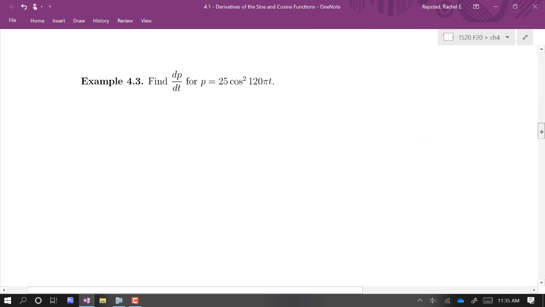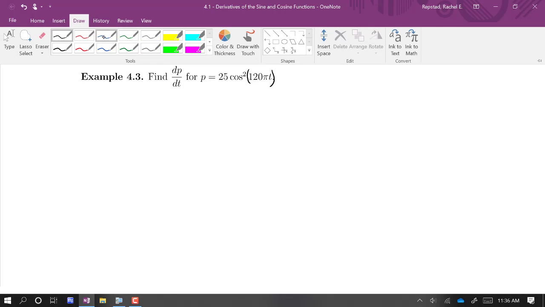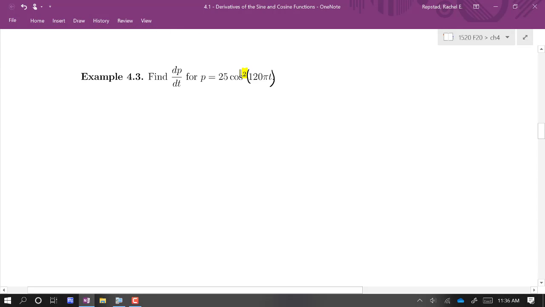Let's try another one. We want to find dp dt. Here our function is p equals 25 times cosine squared of 120 pi t. Again, 120 pi t is the argument inside of cosine. And cosine squared here means that we're squaring the whole cosine function.